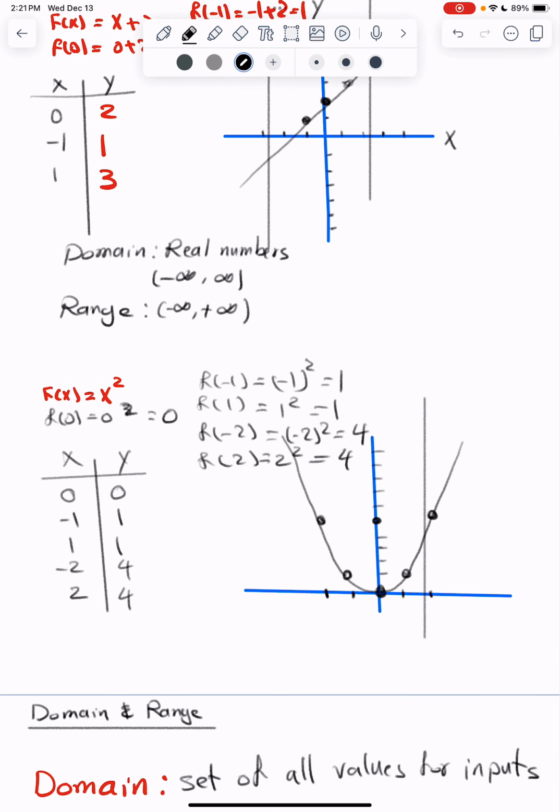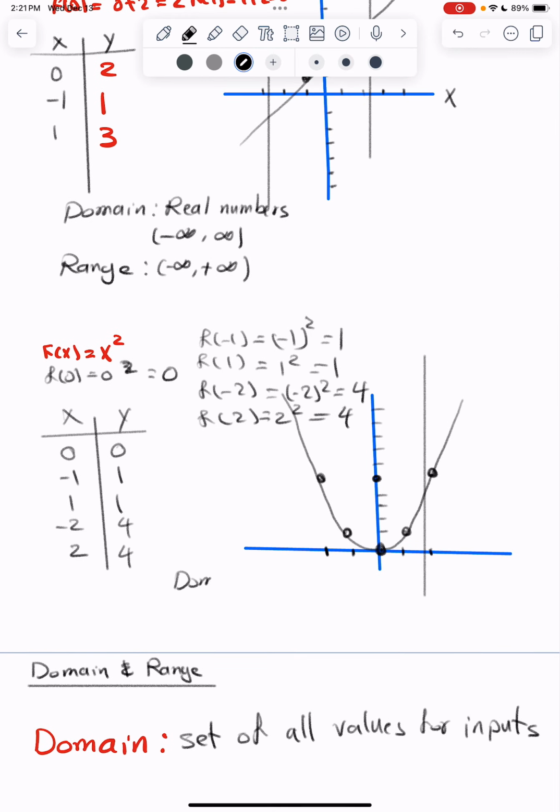Let's look at the second one. For the domain here, we can square any number. So for our domain, we have negative infinity to infinity. But if you've noticed for the range, no matter if you square a negative number or a positive number, you'll get a positive number. So our range cannot be negative. So we have 0 to infinity for our range. The bracket means 0 is part of the range, it's included. If something is not included, we always use parentheses.